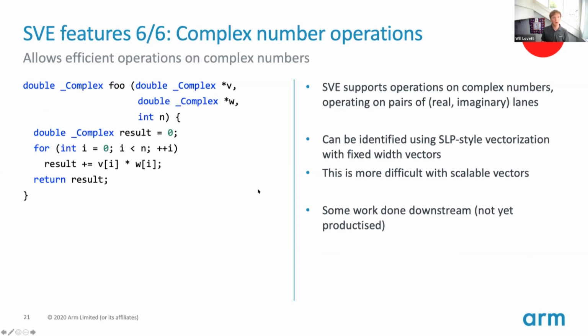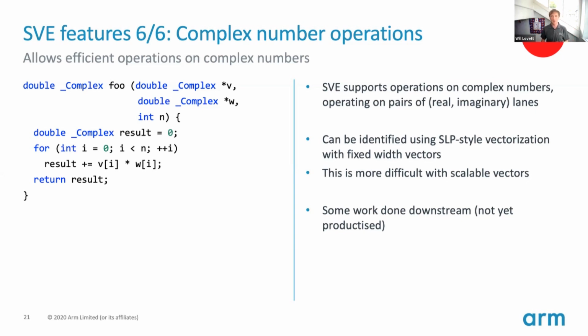Okay, last point on this is complex numbers. This is an example here of some C code that has some complex numbers which are multiplied together in a loop. These are represented in memory as pairs of real and imaginary data, where each of those pairs represents one complex number. And SVE has operations that support a vector's worth of those pairs and doing all of the math you need for complex number multiplication or FMAs and things directly on those without de-interleaving them first.